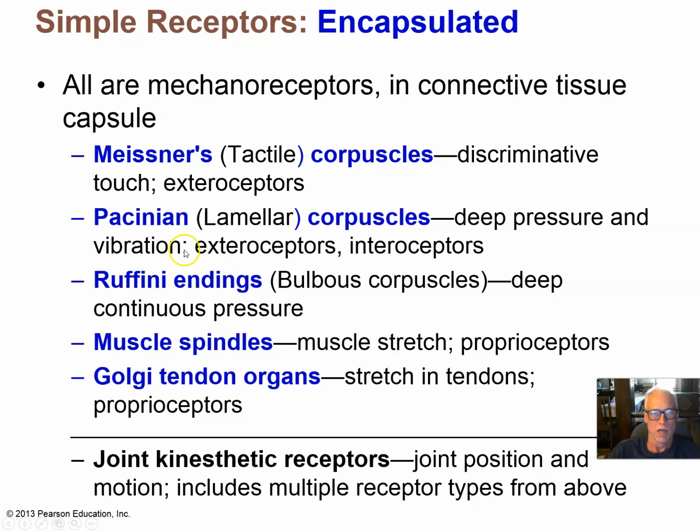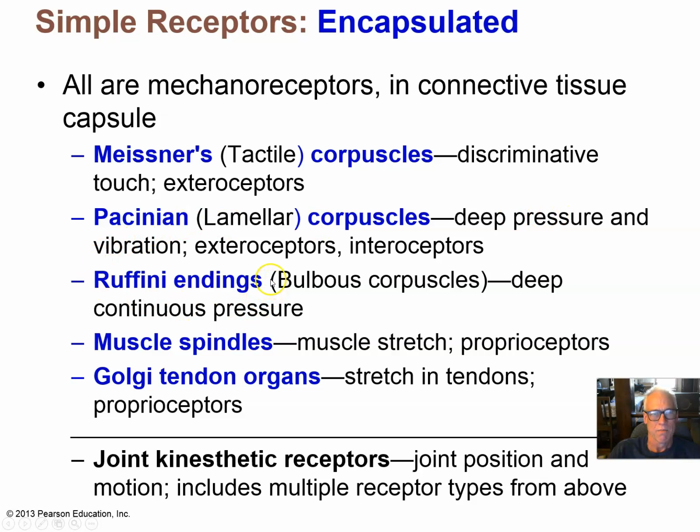Pacinian corpuscles are collagen-ensconced dendrites that have layers and layers of collagen around them, that looks sort of like an onion if you cut through it. It's like a large ball of connective tissue covering. Exteroceptors and interoceptors are found in a number of different applications, but deep down in the dermis we may find them. Deep pressure and vibration, that's the most common location. That's what they sense, and they're also fast adapting receptors.